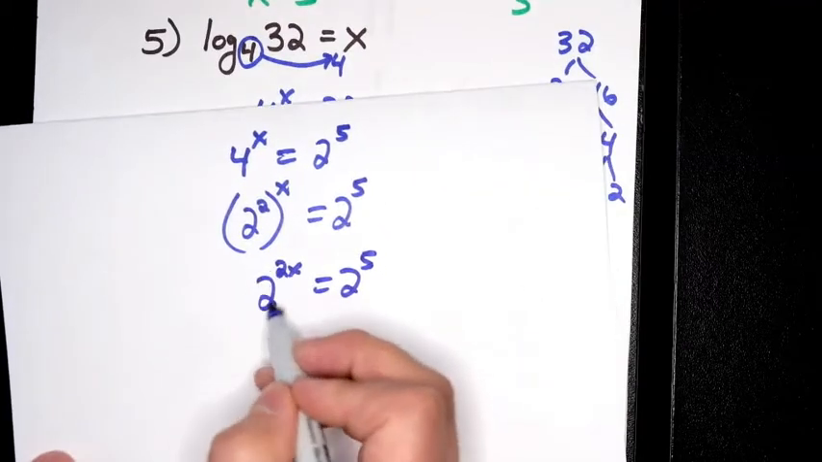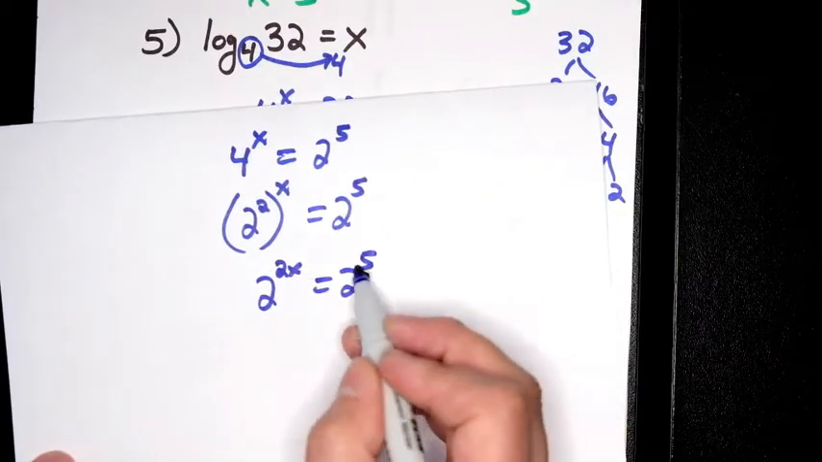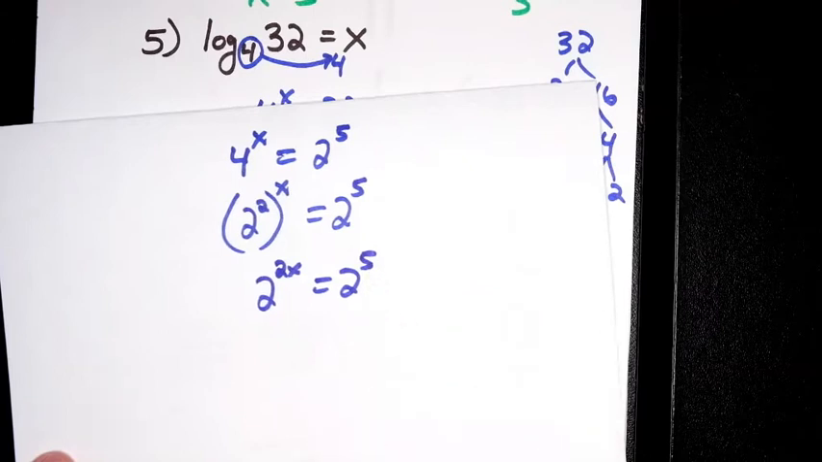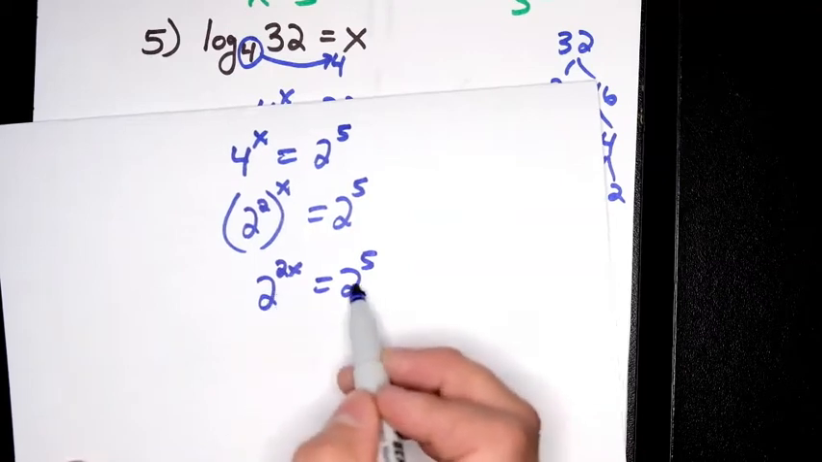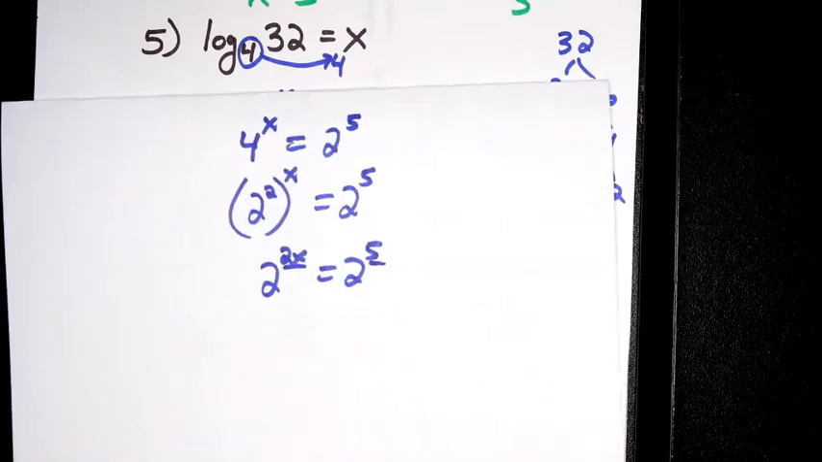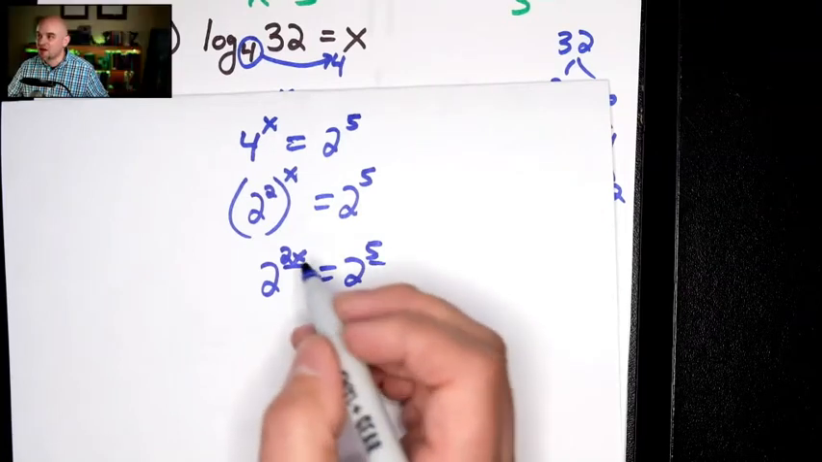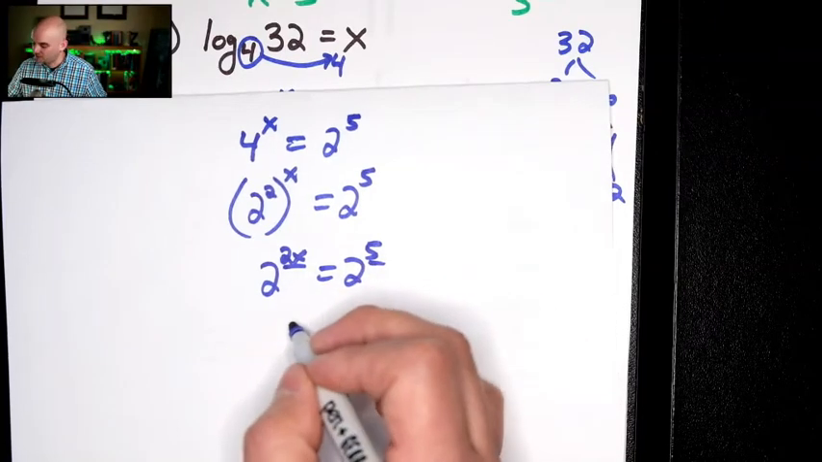And now I've got this base raised to a power equal to the same base raised to a power as well. Because exponential functions are 1 to 1, and I've got the same base here, these exponents must equal each other. So now I can say I'm going to set 2x equal to 5.